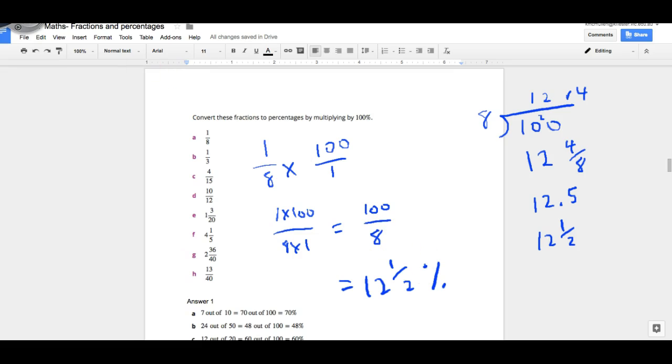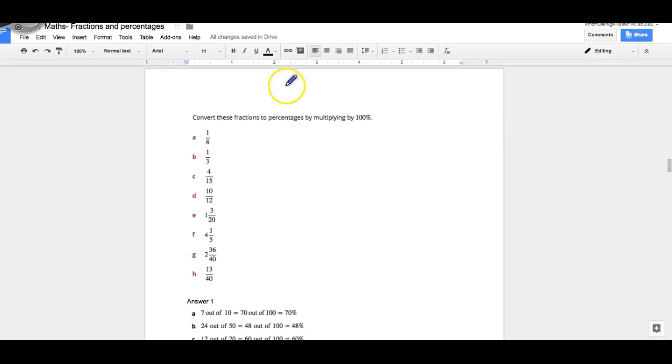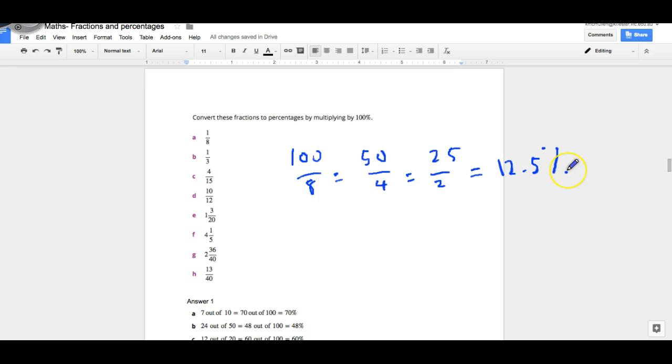The other way you can do it, and I might just clear this so I've got some space. So we had 100 over 8, and sometimes you can just keep halving. Basically I'm finding a common factor, not the highest common factor. Because they're both even, I know I can just keep halving them. These are both even as well, so I can halve them. And then 25 divided by 2 is 12.5%. So either way works for you.